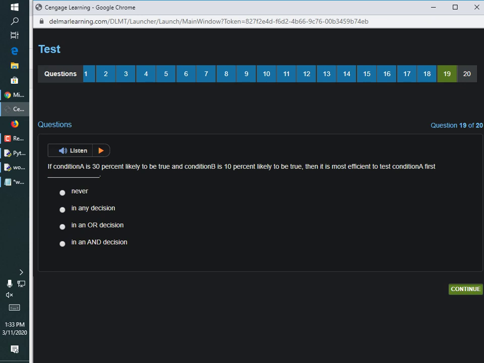If condition A is 30% more likely and condition B is only 10% likely, then when is it most efficient to test A first? This is a rewording of the other question. If it's an and, you want the least often to be true. If it's an or, you want the most often to be true. 30% is more than 10, so we'd want an or.